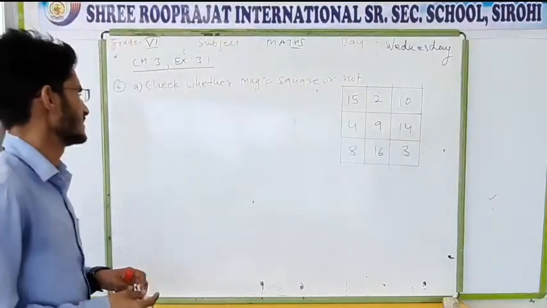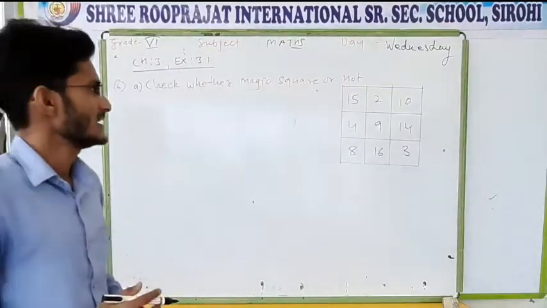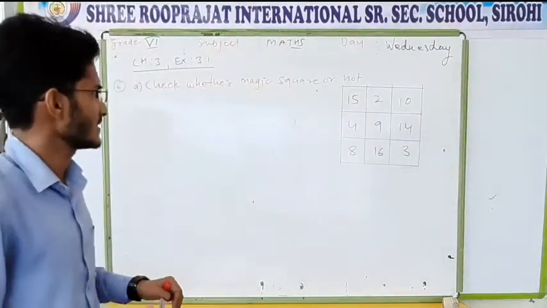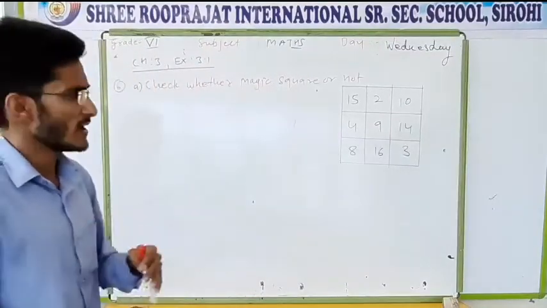Exercise 3.1, question number 6. Check whether a magic square or not. Three questions are given. The first question is a magic square. A square of 3 by 3 is given.